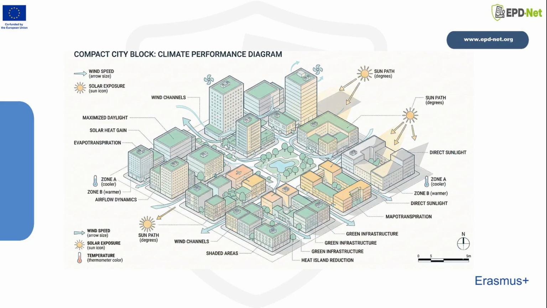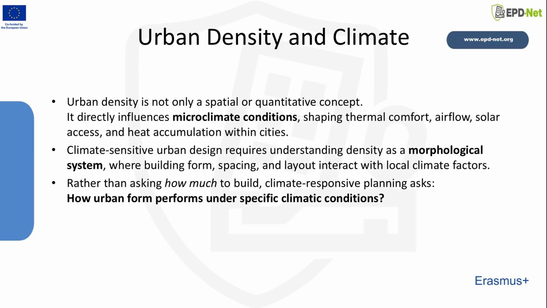Third, you will evaluate the trade-offs between compactness and climate performance. Urban density can support energy efficiency and land conservation, but it can also create challenges related to ventilation, shading, and urban heat. These objectives will guide our discussion throughout the module and help you critically assess urban design decisions in relation to climate.